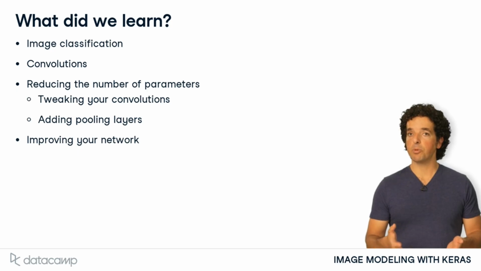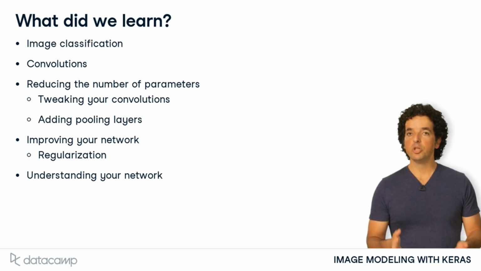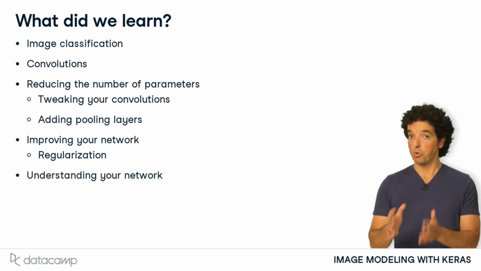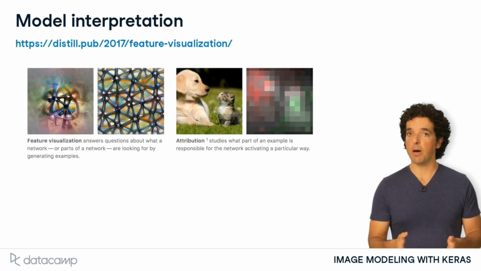We also looked at a couple of approaches to improve your network using regularization. Finally, you learned about ways to understand your network and visualize both the progress of learning as well as the final result of learning, the parameters of the trained network. If you found this topic to be interesting, you might want to read this paper by Chris Olah and his colleagues that explores different aspects of visualization of neural network results.